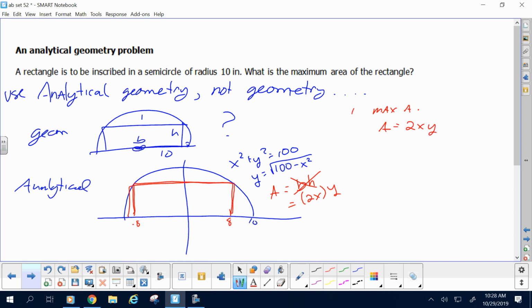Now what do we do? Take the derivative. Not yet. We have 3 variables, so we want to substitute. Plug in the square root here.